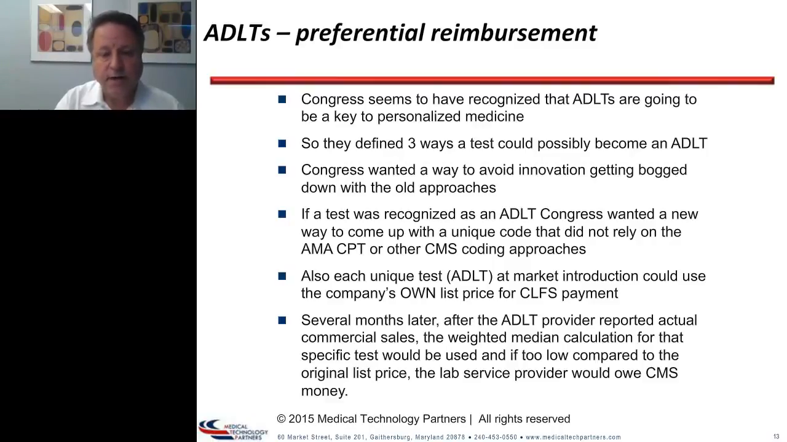Several months later, after your provider reports actual commercial sales and actual price, the weighted median calculation for that specific test is used. And if too low compared to the original list price, the lab service provider may owe CMS money. I think the cutoff is somewhere around 30%. So, if you list the price at $2,000 and it's 30% below that, below $1,400, you'd expect to provide a rebate. At least that's the way the law appears to be implemented.